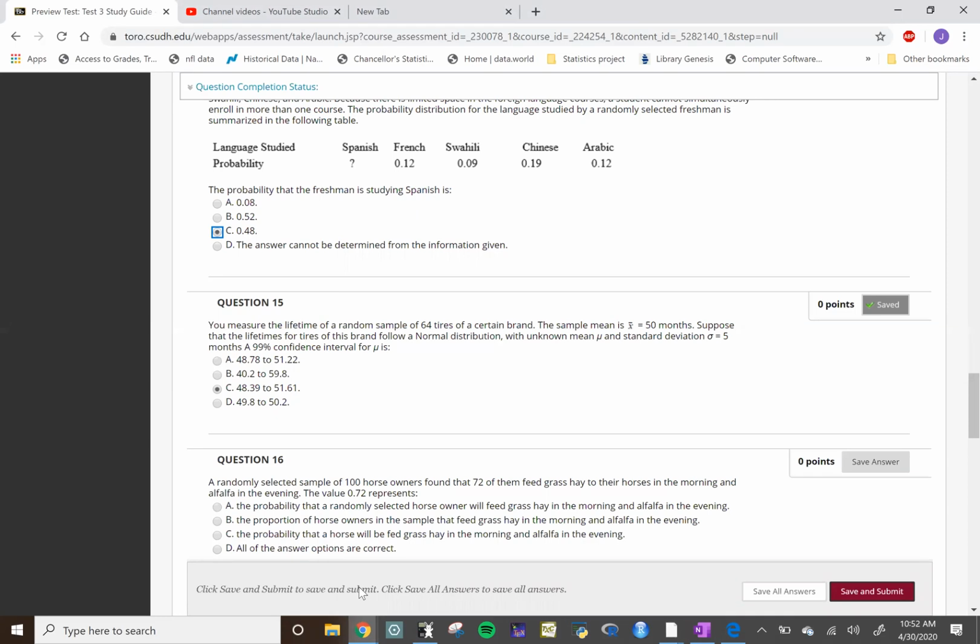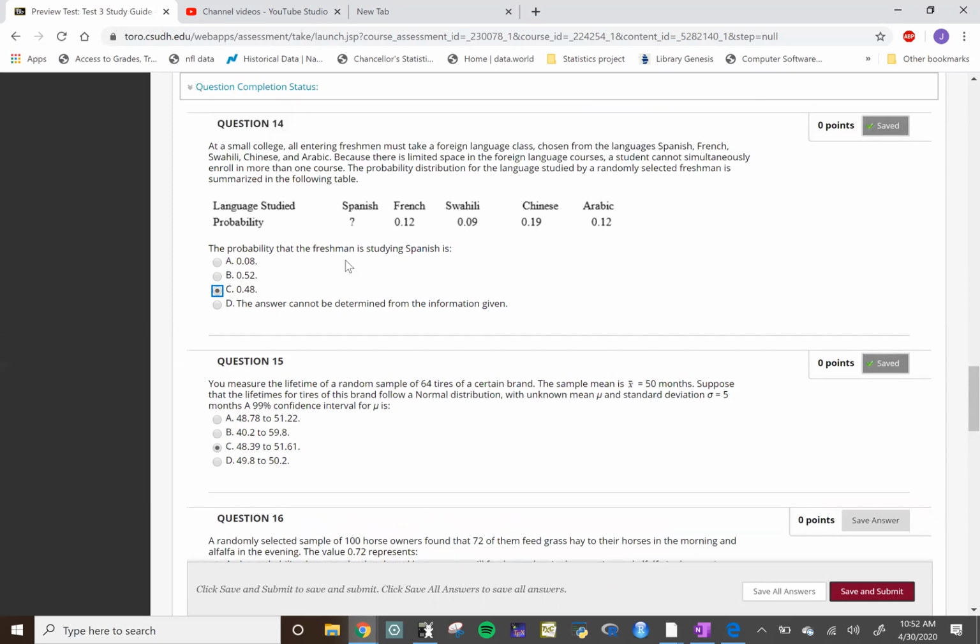For this one, you just have to remember the condition that if you add all the probabilities, they should add up to 1. So all you have to do is add up these 4 individual probabilities, and then do 1 minus those probabilities, and that will give you the probability of getting Spanish. So that's it for 14. Any question for 14?